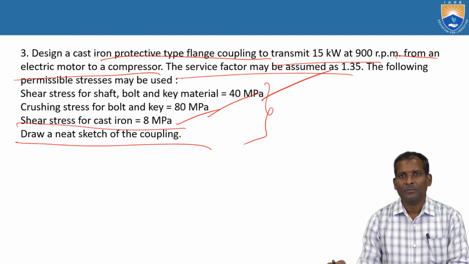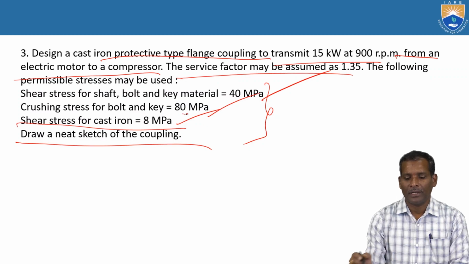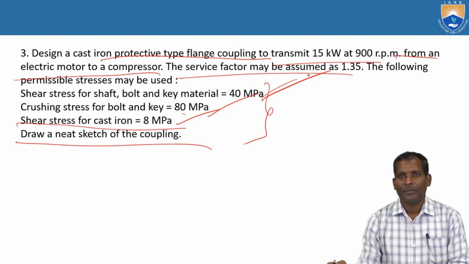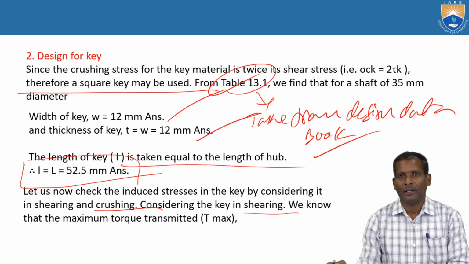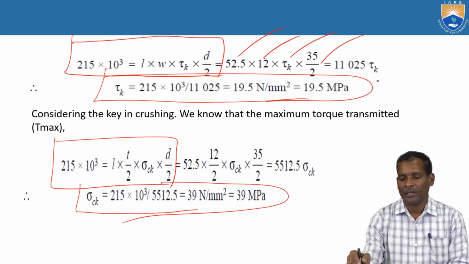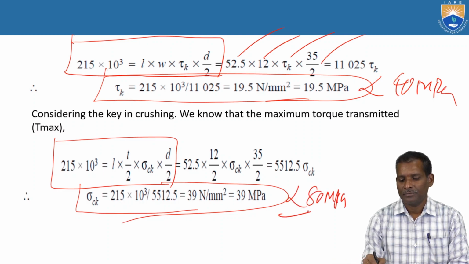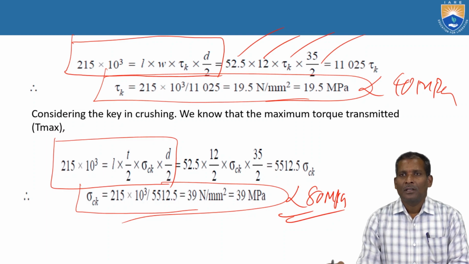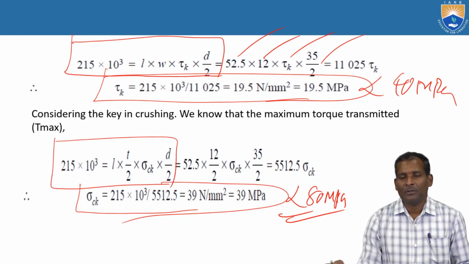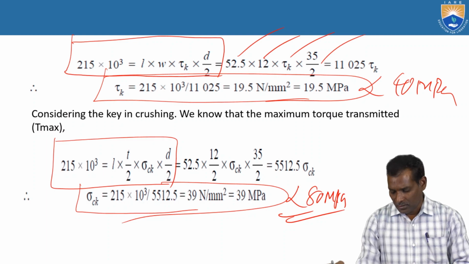So the given values are, for crushing, for the bolt and key material, 80 and 40. So take here less than 40 megapascal and less than 80 megapascal. The obtained values are less than the given values. Then you can say the above design is safe.